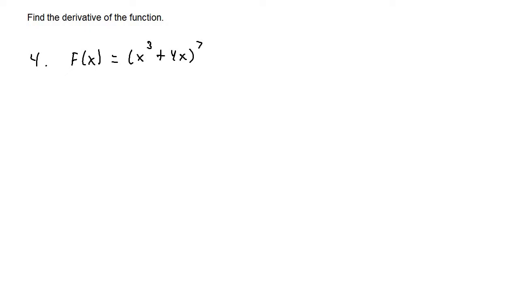So now for number 4, we have f of x equals x cubed plus 4x to the 7th power. Now because we have an inner function, x cubed plus 4x, taken to the 7th power, that's going to be the outer function, we can go ahead and use the power rule combined with the chain rule. So once again, when doing that, we're going to take the derivative of the outer function first, so we bring the power down, leave the inside function alone, so 7 times x cubed plus 4x. We subtract the power by 1, so to the 6th power, and because we do have an inside function, we multiply by the derivative of the inside function. So the derivative of x cubed plus 4x is going to be 3x squared plus 4.